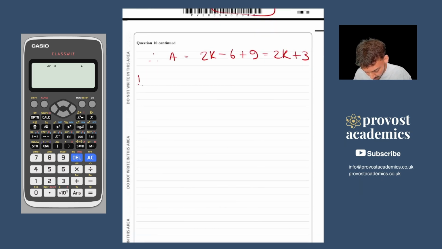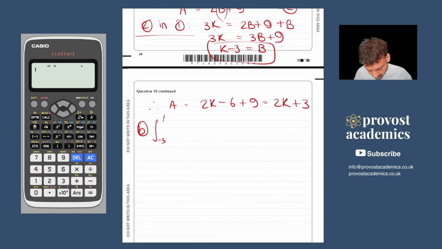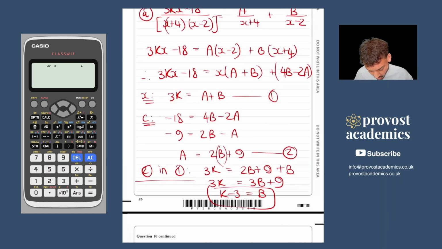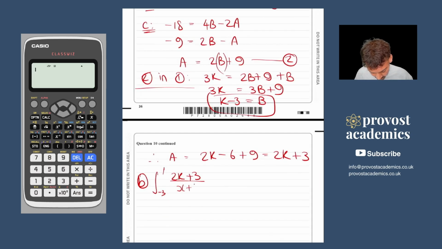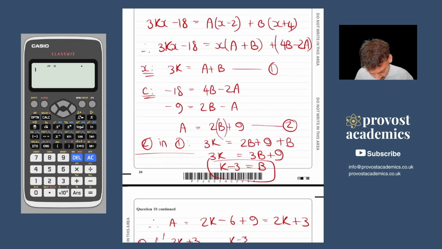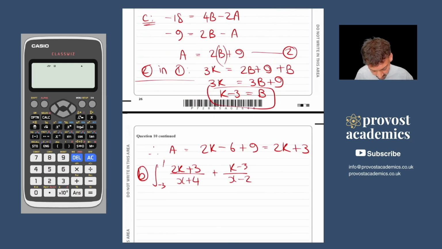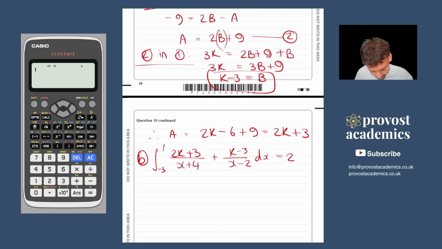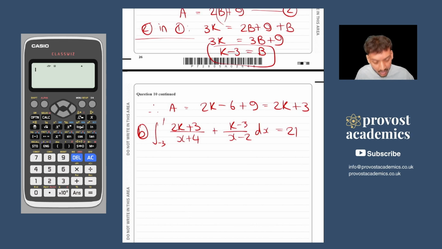So part B, we're integrating between minus 3 and 1 of, so we've now simplified our expression. So that's 2k plus 3 over x plus 4 plus b, which is k minus 3, over x plus 2 minus 2. Yeah, I thought so. dx equals 21. Okay, so let's actually go ahead and integrate these.